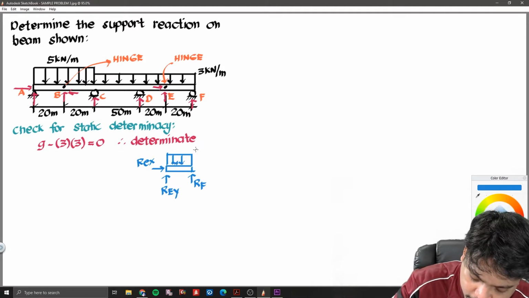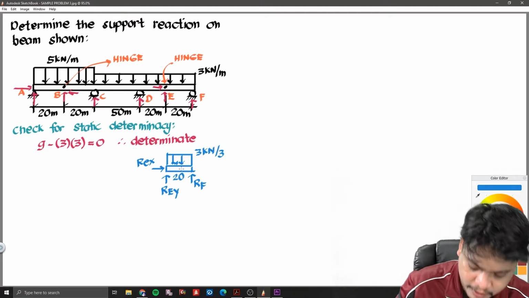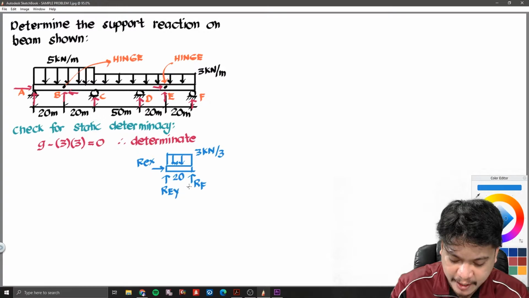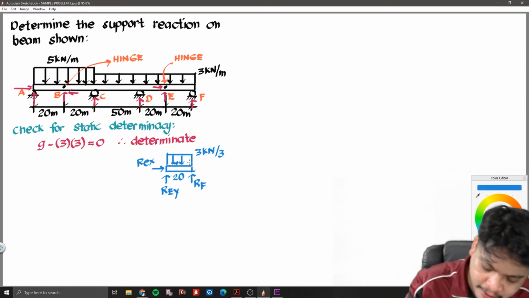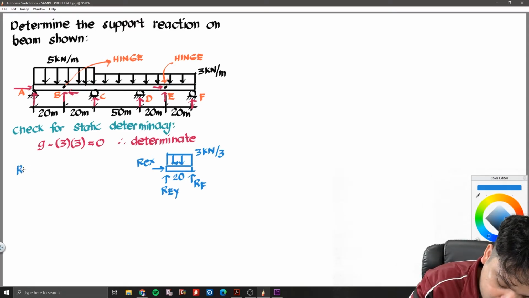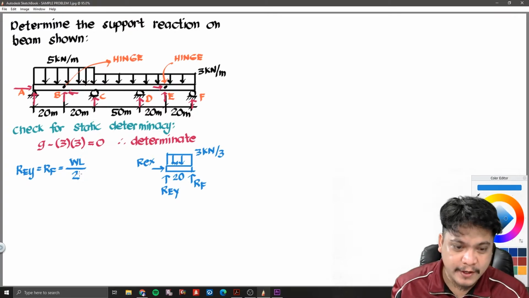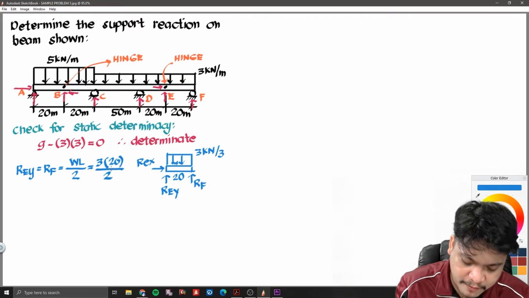Okay? And then, of course, you have there the loadings na 3 kilonewton per meter na meron length na 20 meters. Okay? Since very symmetrical sila, yung REY at saka RF would be the same. So, paano yun? So, we can have it, the reactions REY equals to RF, and it should be WL all over 2 lang. So, yung W natin, that's 3 kilonewton. Ang L natin is 20 all over 2. Or that would become 60 all over 2.